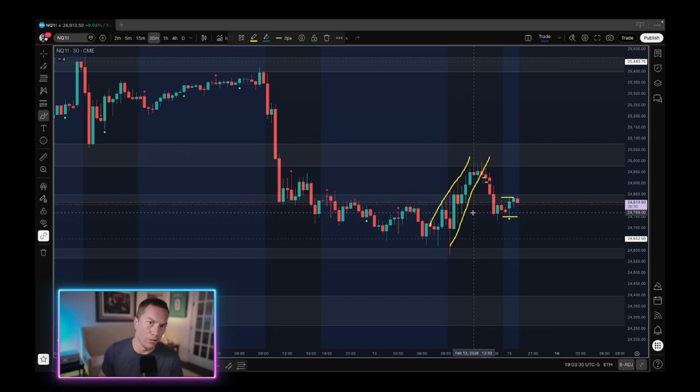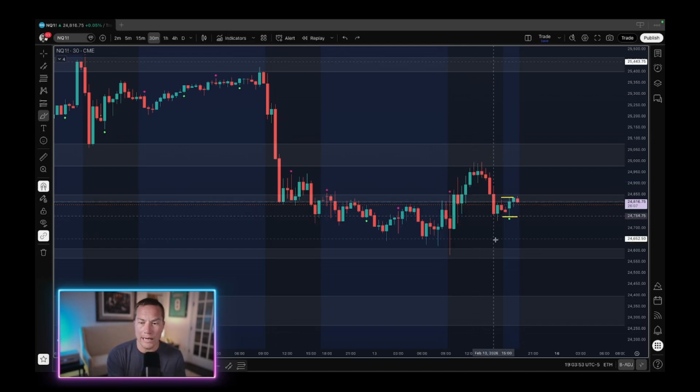Where would we take that to? There's basically, I would say, two main areas you could take it to: the end of a structure, or the second one is the next level, the next zone, whatever that may be. Nevertheless, that's what we're looking at.